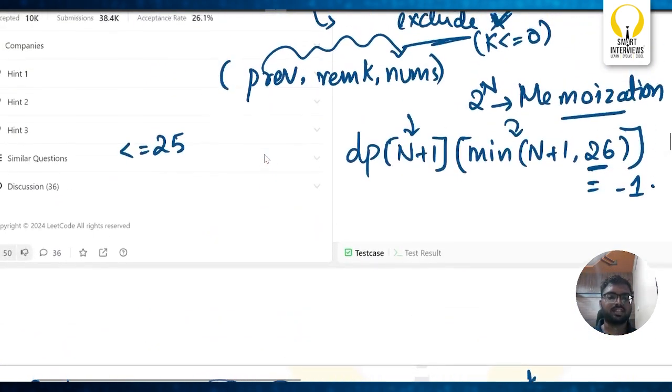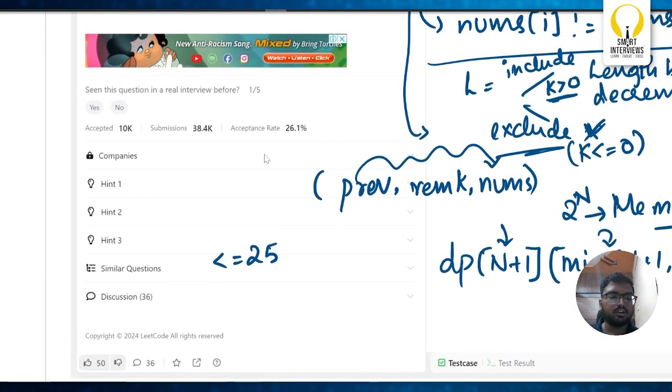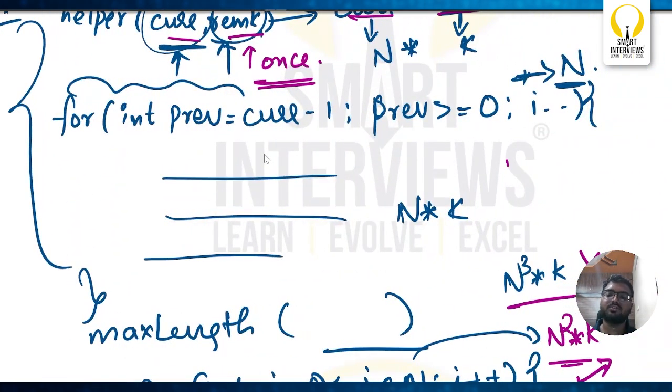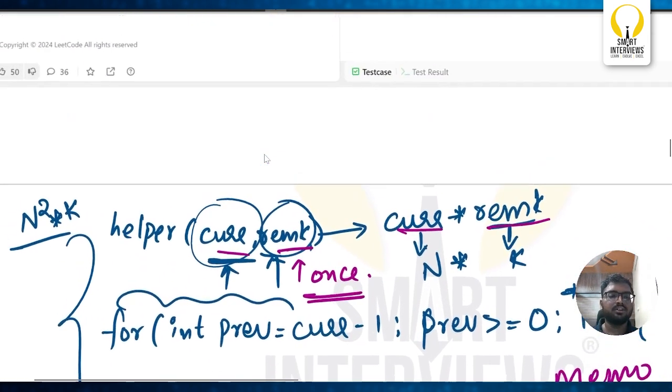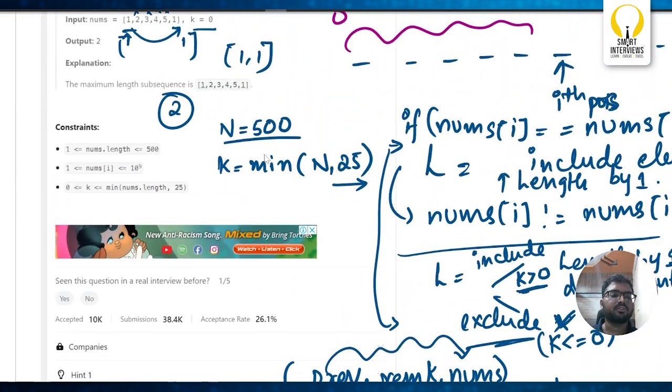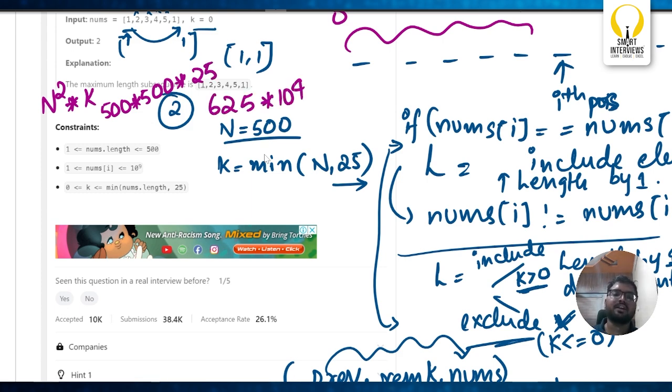So if you look at the constraints carefully, why are we visiting it only once? Because we are using memoization. If it is already present, we'll simply return it. Again, we are not going to compute that value again. So look at the constraints here. For n square into k, it is 500 into 500 into 25. So it is something like 625 into 10 power 4. We can write it as 6.25 into 10 power 6. So the solution will be accepted because of this.